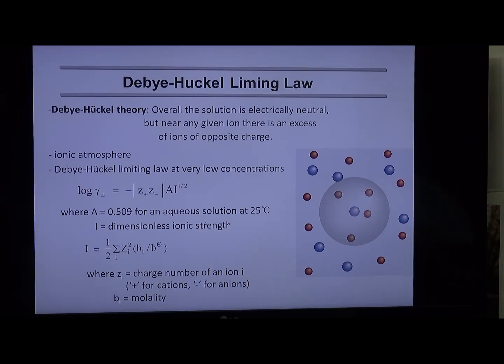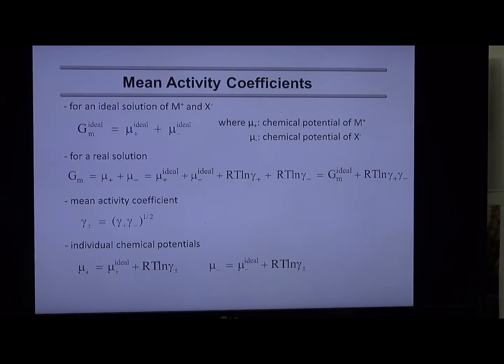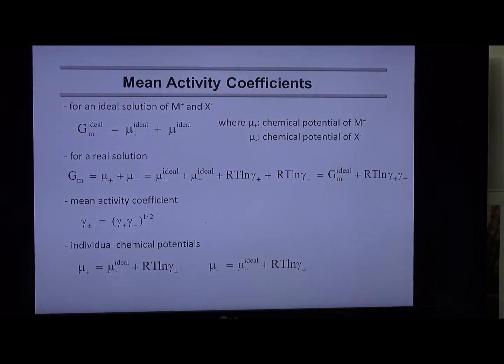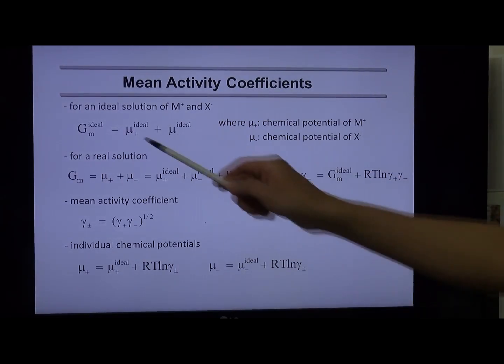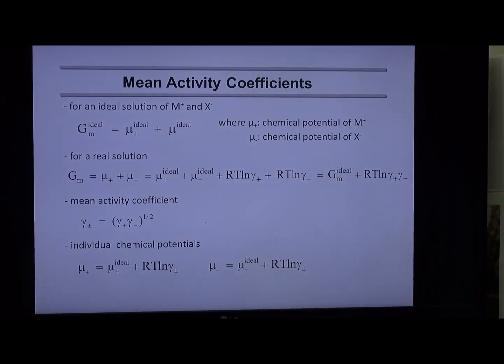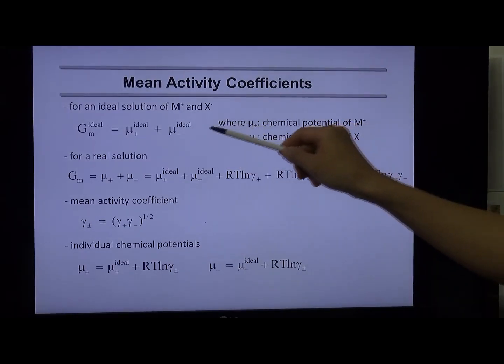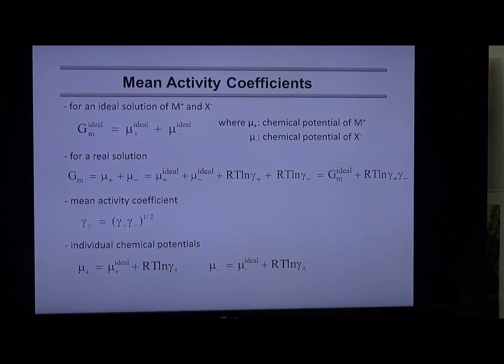And to describe it, we can use similar approaches to those we have used. For example, let's say that we have ions N plus and X minus in an ideal solution. Then the total molar Gibbs energy should be the molar Gibbs energy, or chemical potential, of the plus ion and the minus ion, right? This is the equation for an ideal solution comprising ions.